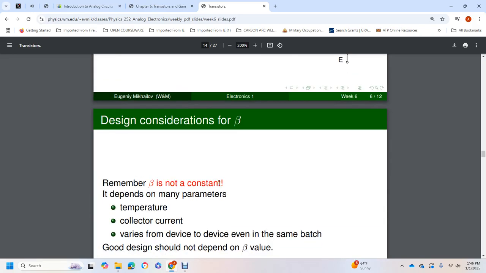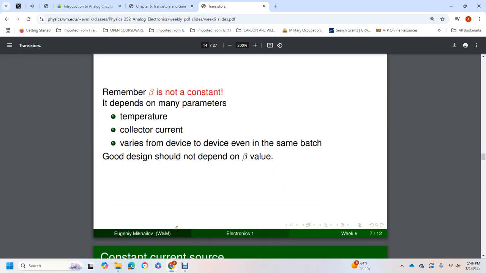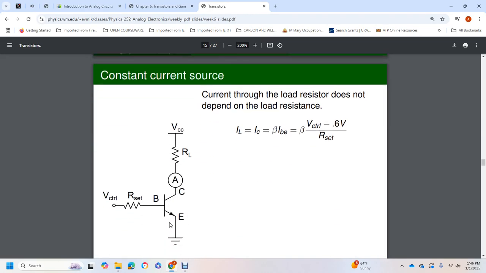Remember, beta is not constant. It depends on many parameters: temperature, collector current. It varies from device to device, even in some batches. Good design should not depend on the beta value. Current flow through the load resistor does not depend on the load resistance. Current collector equals beta times current base emitter, which equals beta times voltage control minus 0.6 volts over the resistor.